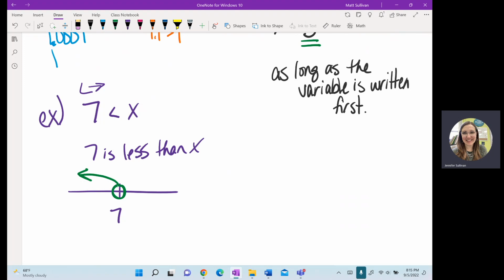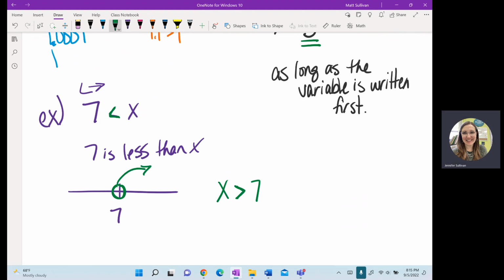If I read this and I graph it, the graph is always actually telling me the variable first. If I were to rearrange this inequality so that the x is written first, notice how the x is getting the mouth. Therefore, the x needs to get the mouth over here. And now when I read it this way with the variable written first, x is greater than 7.